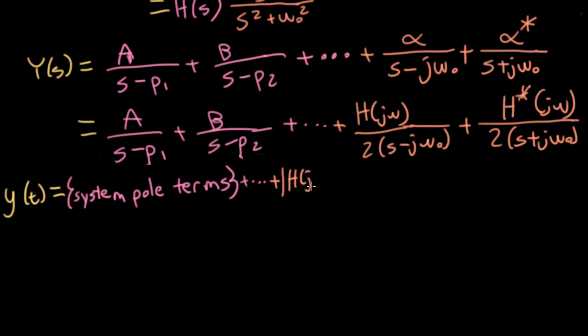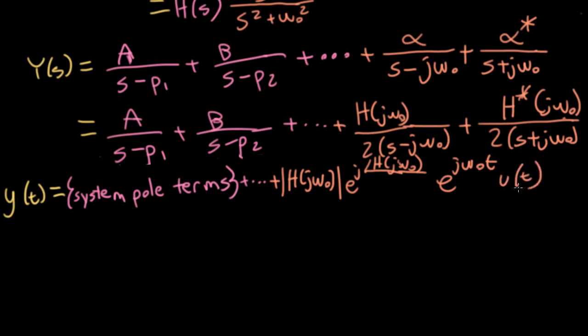So I'm going to write the magnitude of H(jω₀). Oh, and I forgot to put the naught on these. So there should be a naught here, and there should also be a naught sitting here. There you go. Times e to the j, this angle, angle of H(jω₀). And this is all times e to the jω₀t u(t), which is what I get from taking the inverse transform. And let me not forget there's a divided by 2 up here.